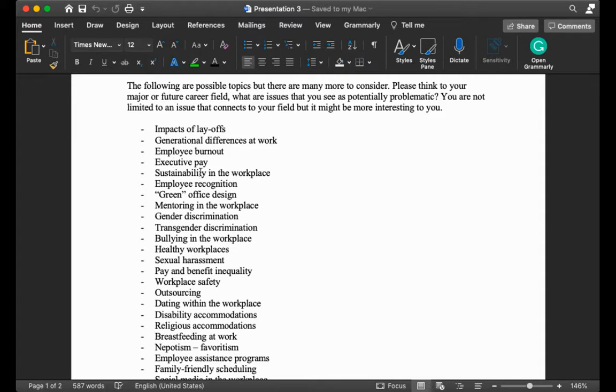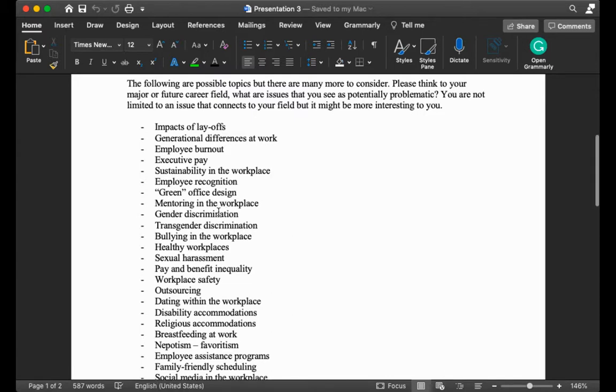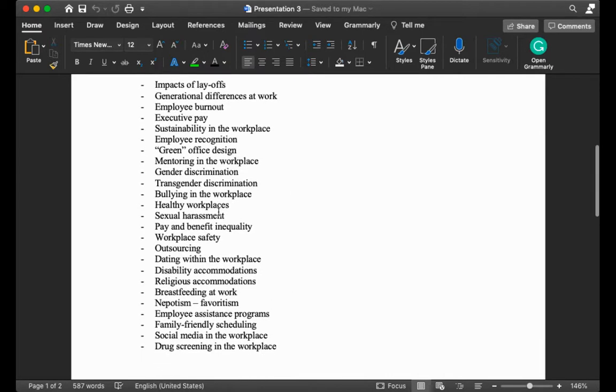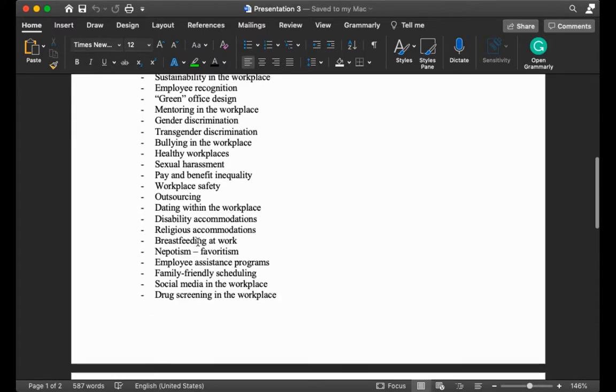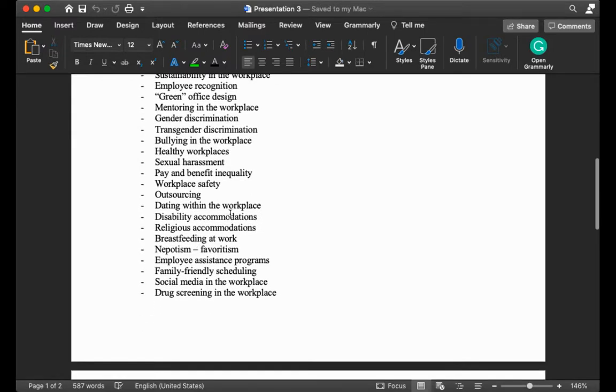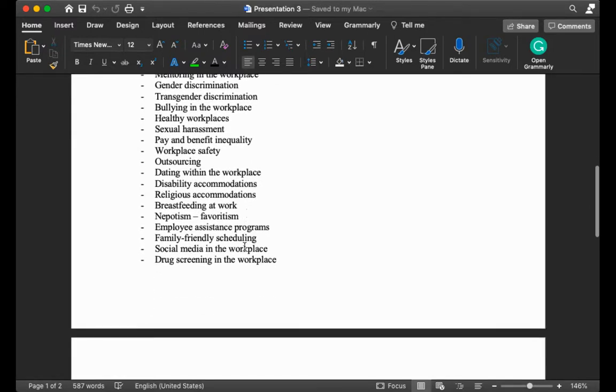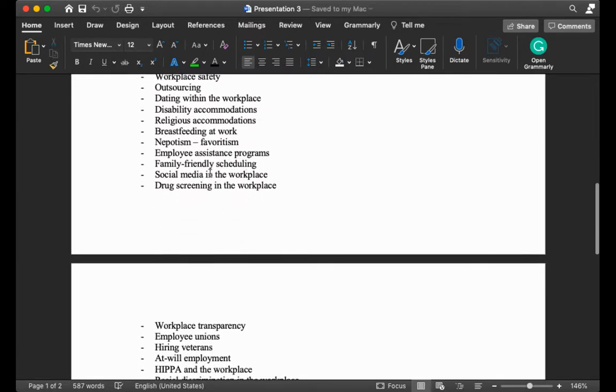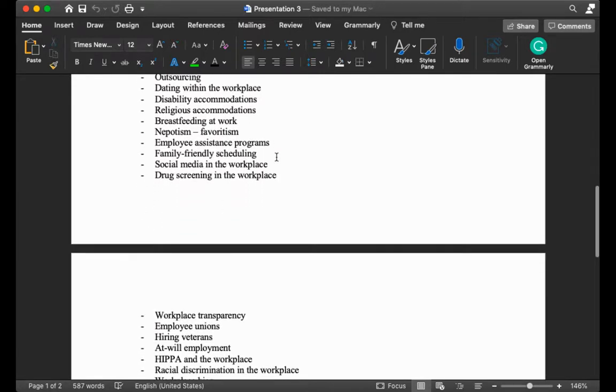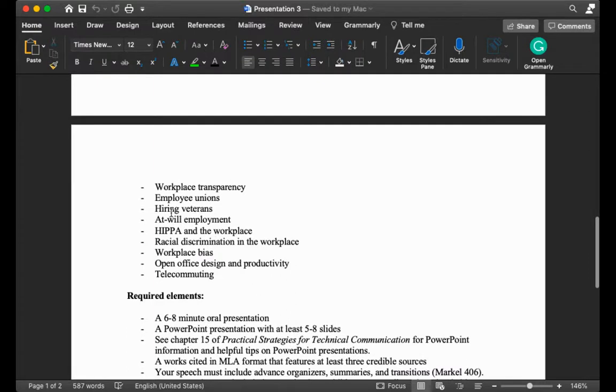I've got several things here about green or sustainability. So, if you're interested in environmental concerns, I've got stuff about discrimination here, workplace safety. I've got some other things about accommodations, disability, religious accommodations, all kinds of different things here. Social media in the workplace, drug screening in the workplace. I mentioned hiring veterans, HIPAA in the workplace, especially if you're interested in the medical field, workplace bias, telecommuting. So there's a ton of different ideas here.